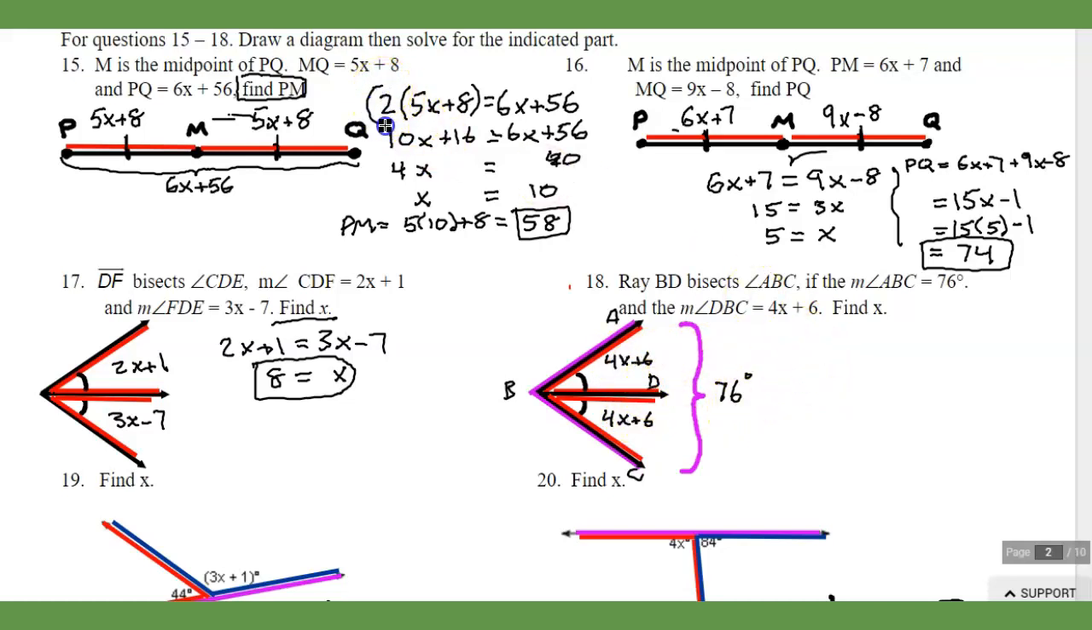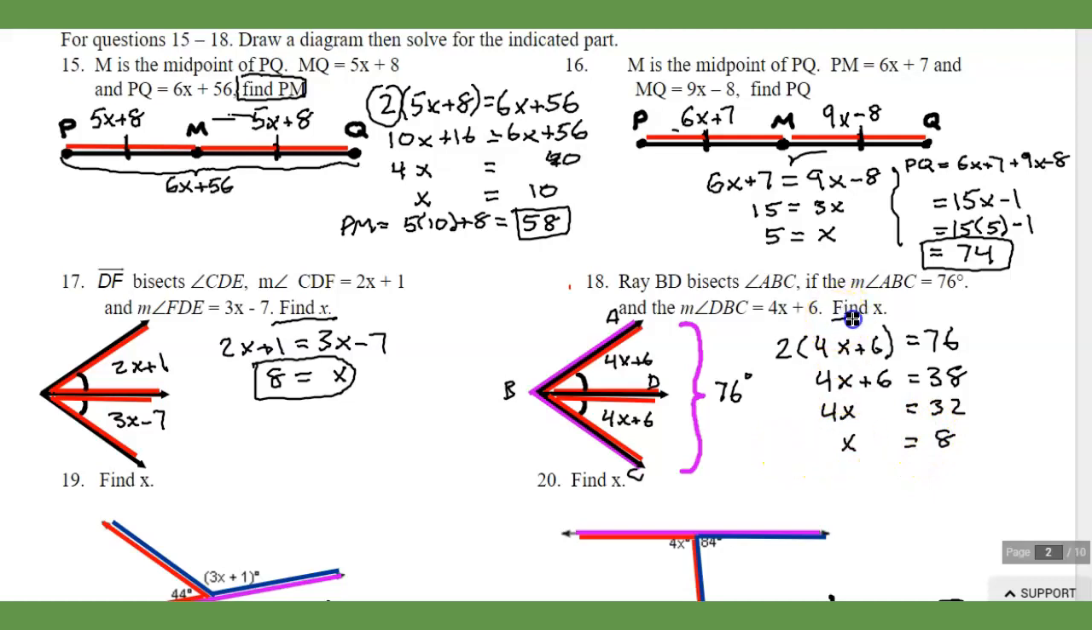And I can just do this, say 2 times 4x plus 6 equals 76. Okay. So we can divide both sides by 2. So 4x plus 6 will equal 38. Subtract 6 on both sides. And we'll have 32. And divide both sides by 4. So we'll have x equals 8.